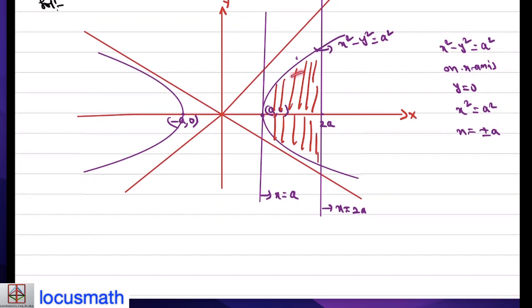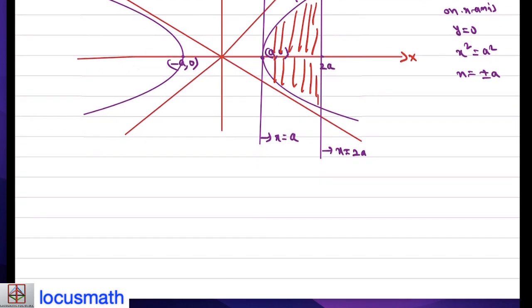To find this total area, this curve is symmetrical about x-axis. So finding this total area is equivalent to finding the above area and 2 times that above area. Suppose this area above the x-axis from a to 2a is A. So the total area is equal to 2 times this A. That's why you calculate this area, and 2 times this area is the total required area.